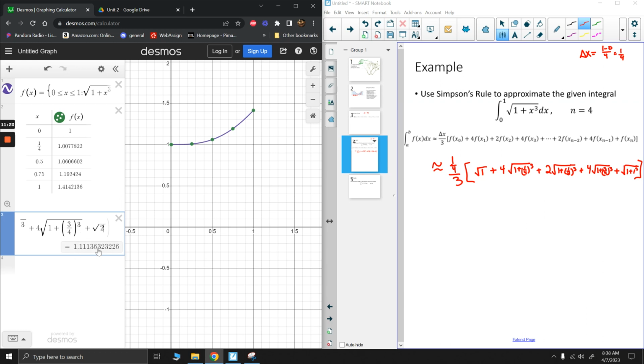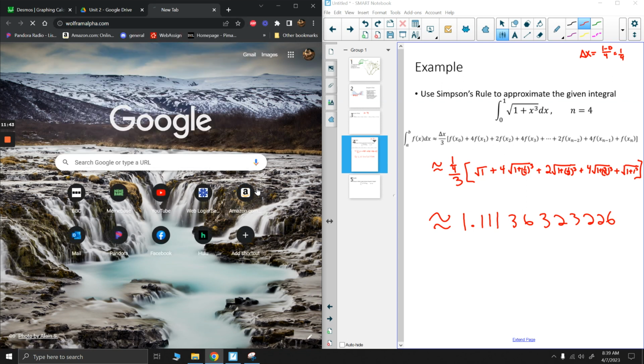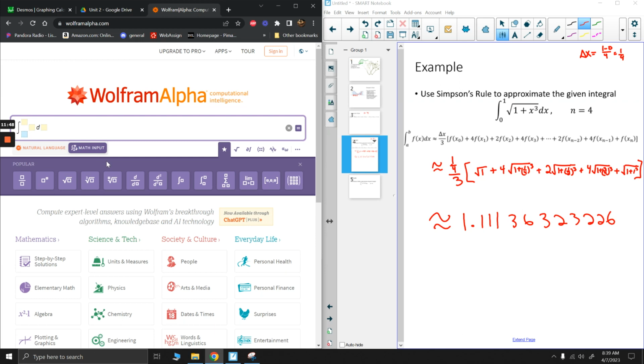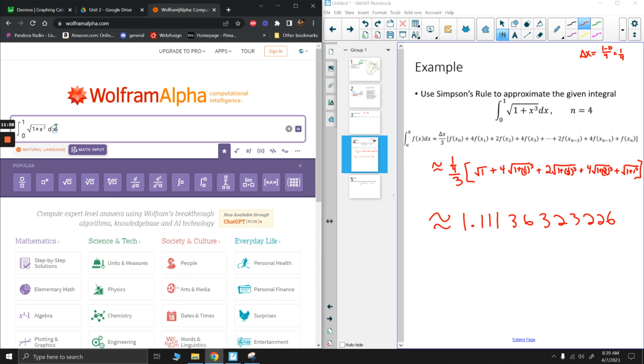Okay, we get this. So our integral is approximately equal to 1.11136323226. I'm just going to pull it all the way out here. Now, how do we know that that's a decent approximation? Well, let's go ahead and take a look at Wolfram Alpha real fast and see. So if we take the definite integral from 0 to 1 of the square root of 1 plus x to the third dx.